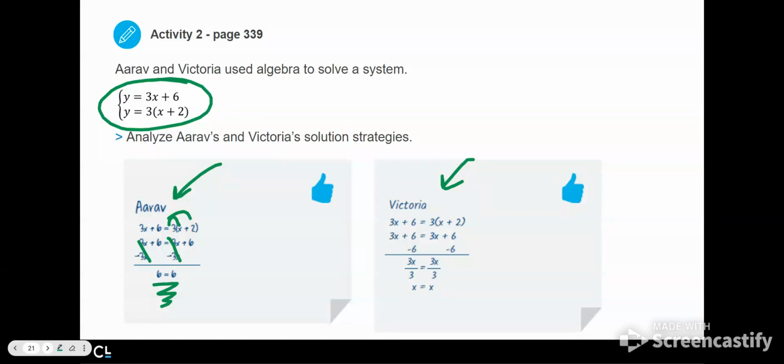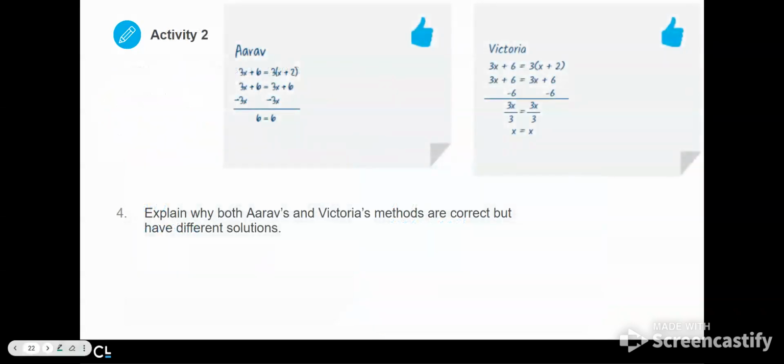Okay, well, in this side, let's see, what did they do here? Well, it looks like they distributed as well. So if they distributed, they end up with the same thing, but instead they subtracted 6. So the 6's cancel, and I get 3x equals 3x, and I divide by 3, and that gives me 1x equals 1x. Well, is that true? It sure is. So I have both of these saying that they're true.